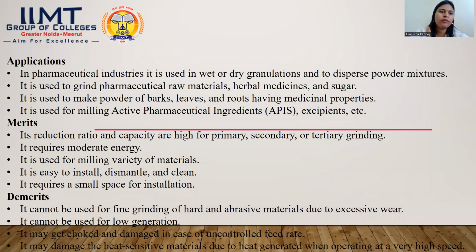Moving forward, we are looking at the applications of the hammer mill. In the pharmaceutical industry, it is used in wet and dry granulation and to disperse powder mixtures. It is used to grind pharmaceutical raw materials, herbal medicines, and sugars. It is used to make powder of bark, leaves and roots having medicinal properties. It is used for milling active pharmaceutical ingredients.